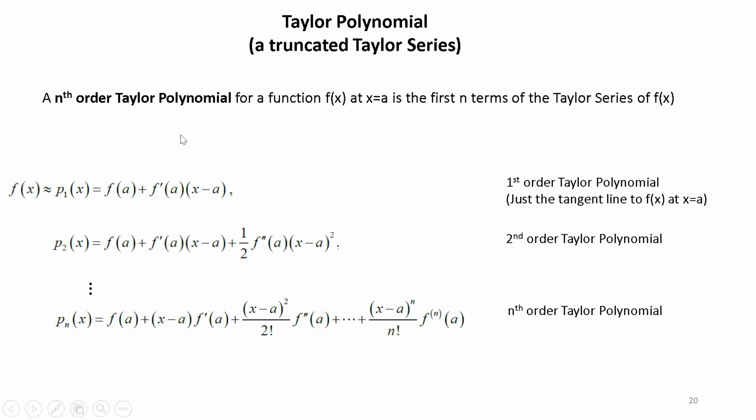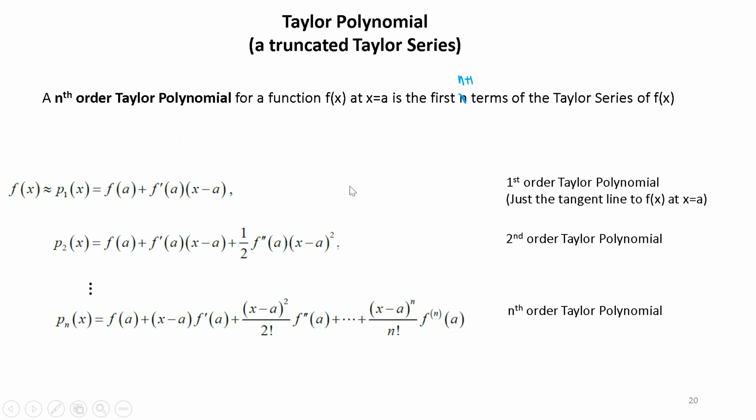So then if you take the first, here actually I should say n plus 1, because the first term, which is just a constant term, is known as the 0th order. So that means I should actually count this term as the first term. Anyway, as I said here, the nth order polynomial for function f of x is the first n plus 1 terms of the Taylor series of f of x.